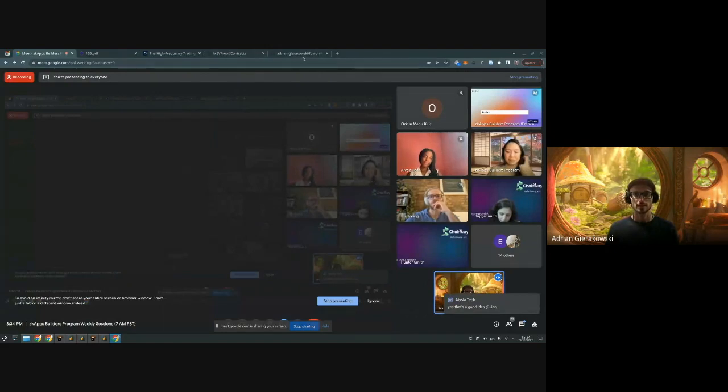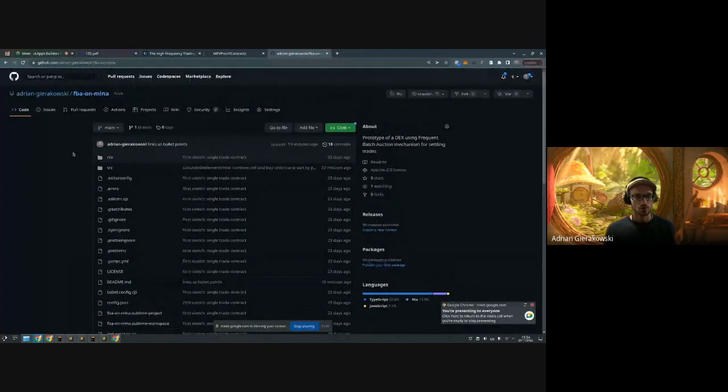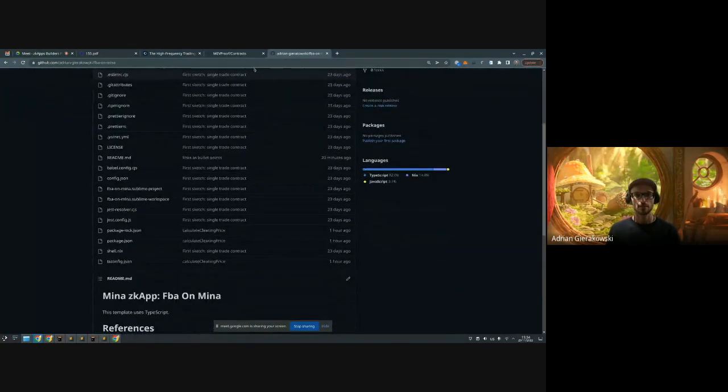So for my project, I set out to implement trading contracts based on the idea of frequent batch auctions. This is in contrast to order book based trading, where people place orders into a live order book. You place an order, it immediately appears on the book, and if it matches some of the existing orders, then it's immediately filled.